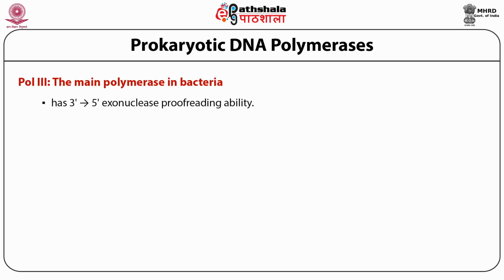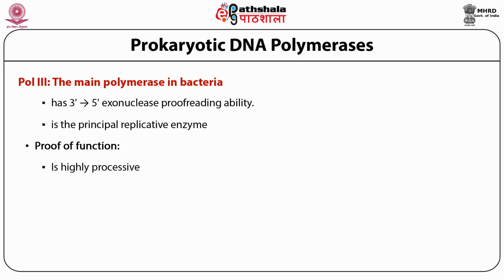It also has a 3' to 5' exonuclease activity which helps in proofreading. It also has 5' to 3' polymerase activity, and this is the principal replicative enzyme. How do we know that this is the principal replicative enzyme? Because it is highly processive and at the same time it catalyzes polymerization at a very high rate.